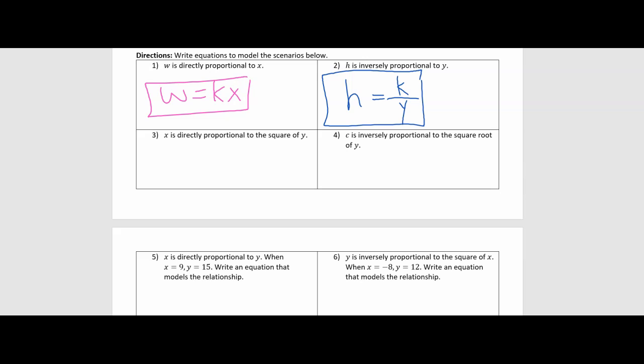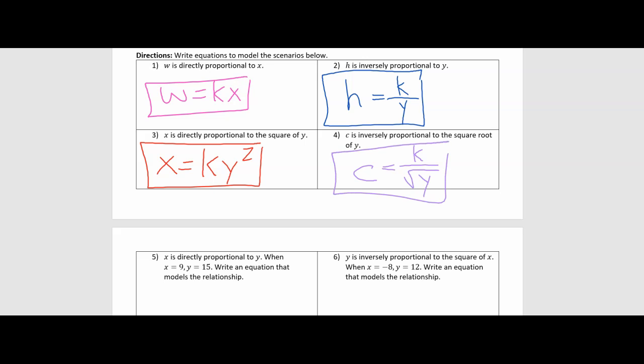Number 3, x is directly proportional to the square of y. So I have x is equal to k, and then instead of y, I just have y squared. For number 4, it says c is inversely proportional to the square root of y. So c, inversely proportional, so k over, but instead of k over y, I have k over the square root of y.